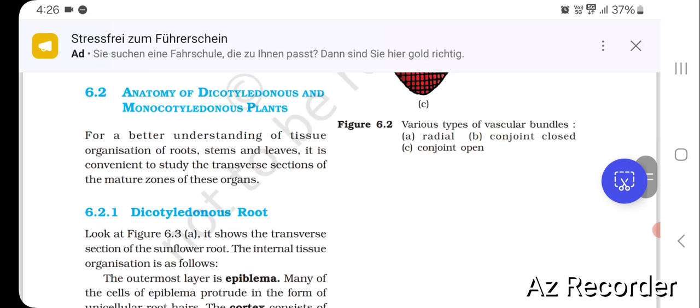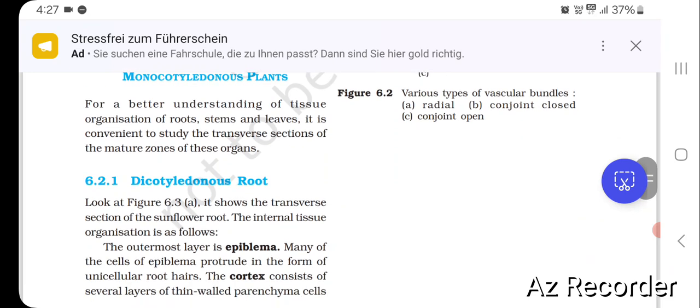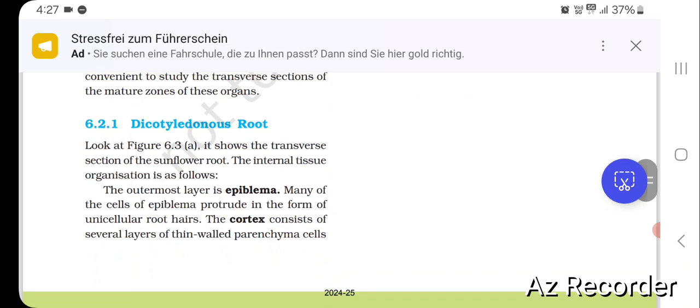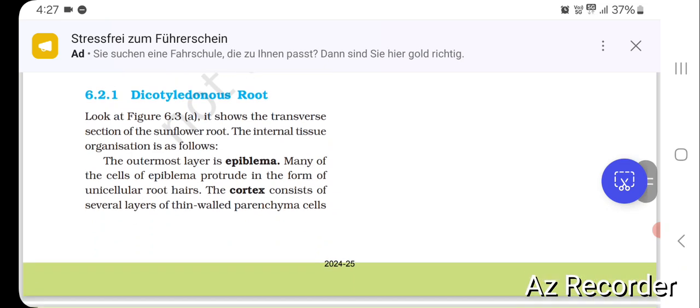For a better understanding of tissue organization of roots, stems and leaves, it is convenient to study the transverse sections of the mature zones of these organs. Dicotyledonous root. Look at figure 6.3a. It shows the transverse section of the sunflower root. The internal tissue organization is as follows.